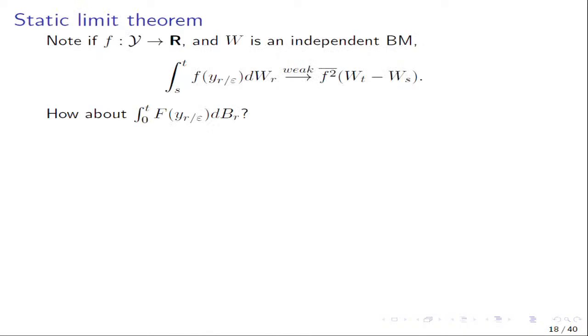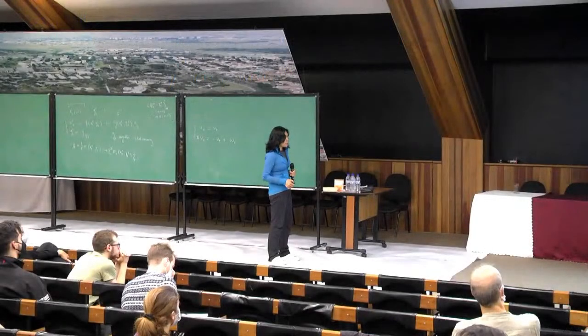Now I'm going to look at that theorem a little bit more in detail in the static case, what it means. Remember, if we have a Wiener process, this one is a martingale. To show the martingale converges weakly, we only needed to say the variation, which is the integral from S to T of F squared (Y_r over epsilon) dr, converges to that. That we already know, it's the law of large numbers. So we know that's true.